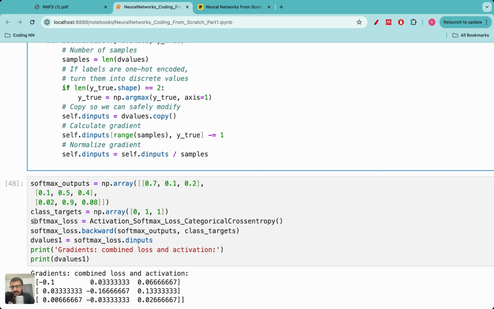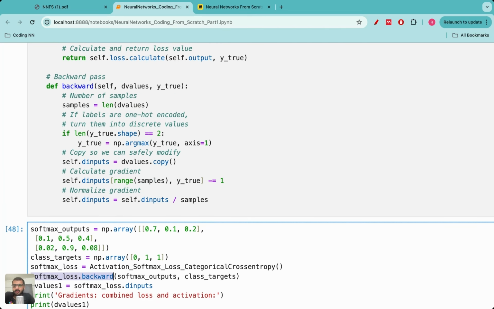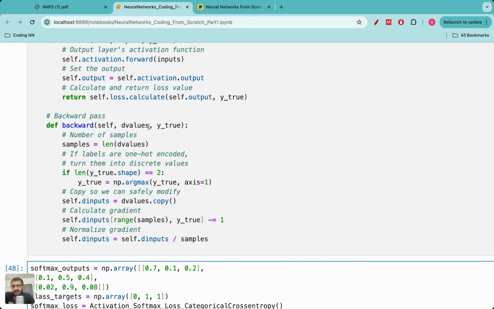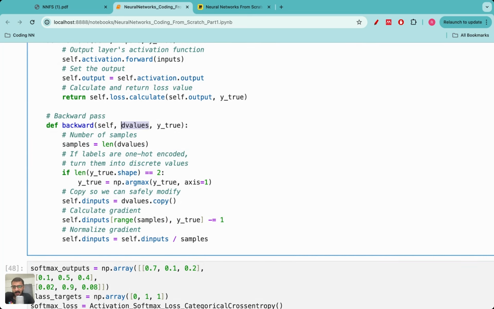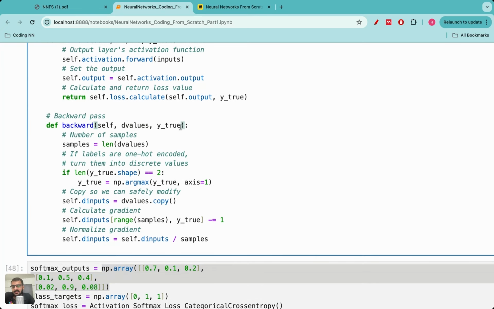So I create an instance of this class, which is called softmax loss, and then I will call the backward method. Remember, the backward method which we have described here takes two arguments. The first is dvalues, which are the predicted values, the softmax outputs, and then it takes the true values, which are the class targets.